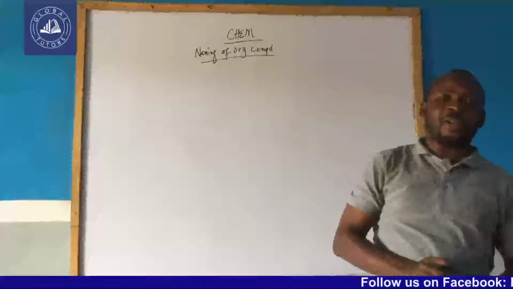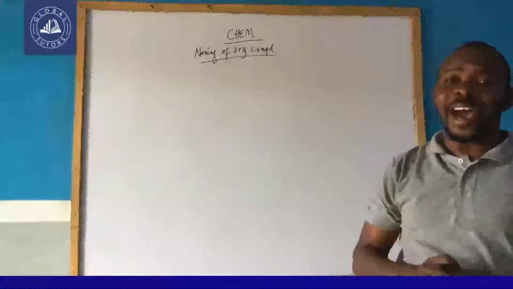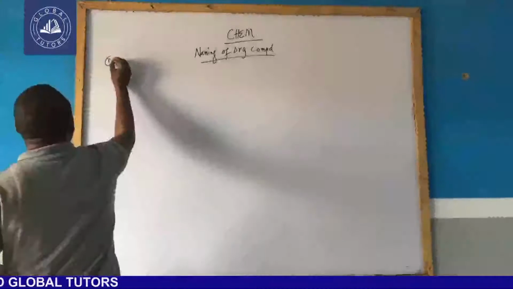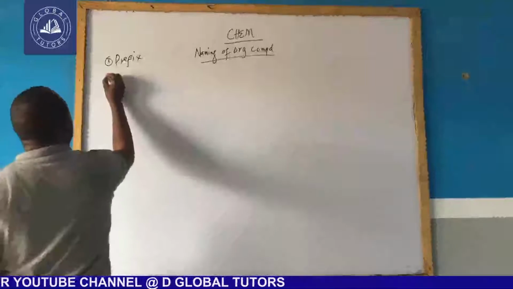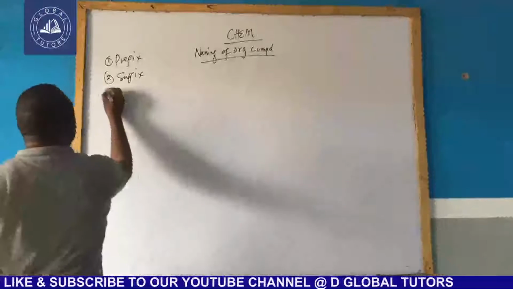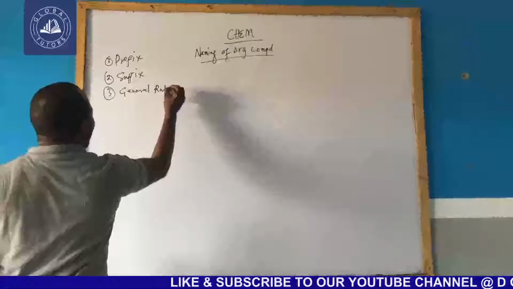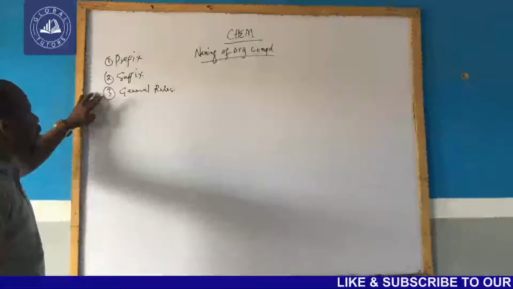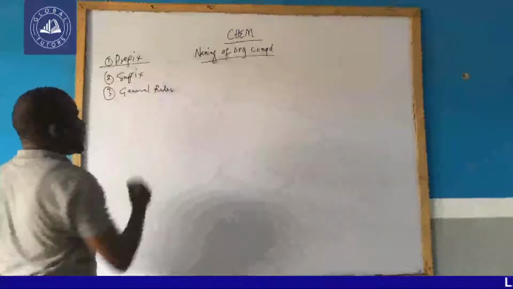Now, for you to name an organic compound effectively, I will follow these three principles that I've been using for students over the years. Number one, you need to know the prefix that you are going to use. Number two, you need to know the suffix that you are going to use. And number three, you need to know some set of rules which are called general rules. You need to know prefix, suffix, and some general rules. Now, let's start with the first one, prefix.